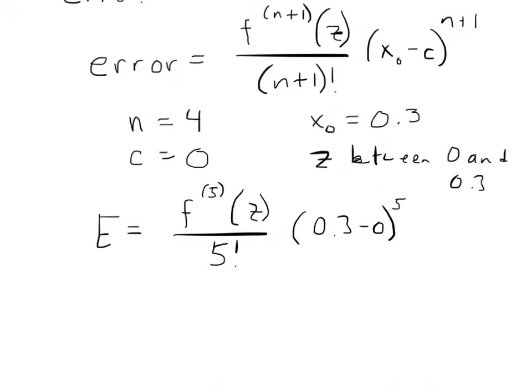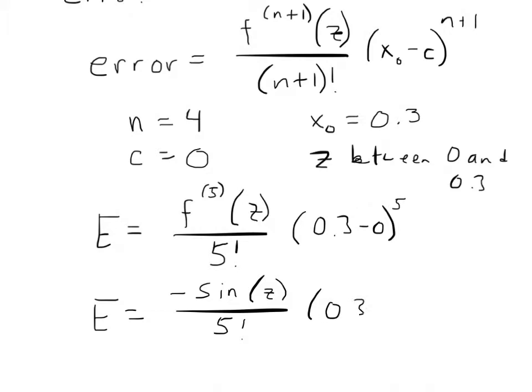So next up, what is the 5th derivative of this function? My original function was cosine. If you do 4 derivatives, you get back to cosine again. So the 5th derivative is simply the derivative of cosine, which is negative sine. That means my error is negative sine of z over 5 factorial times 0.3 to the 5th.